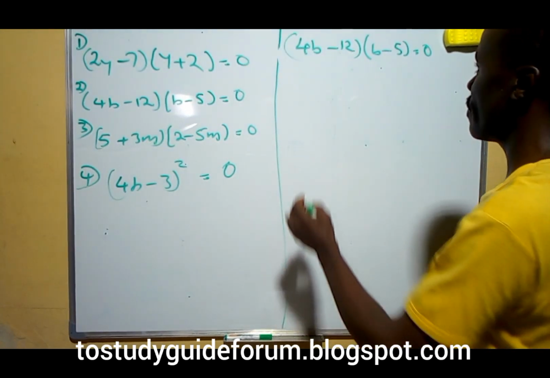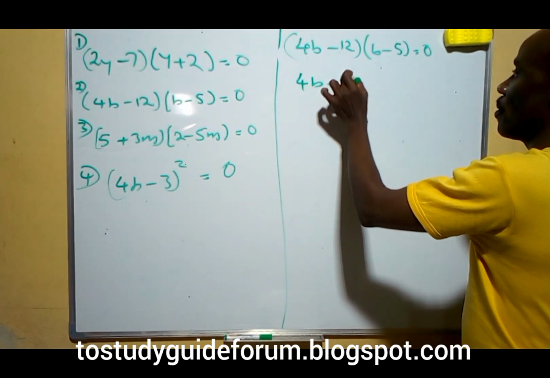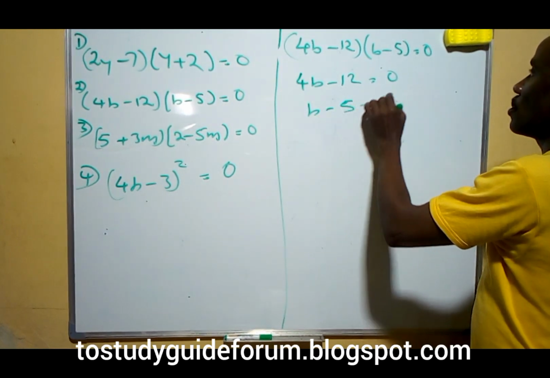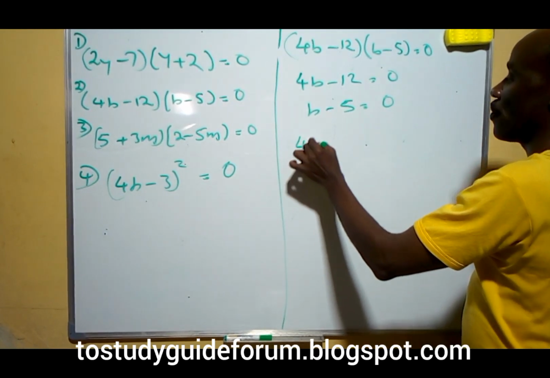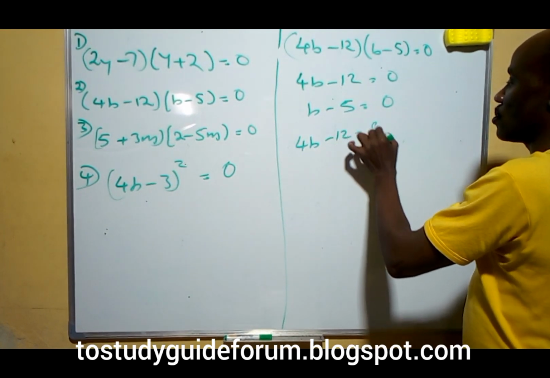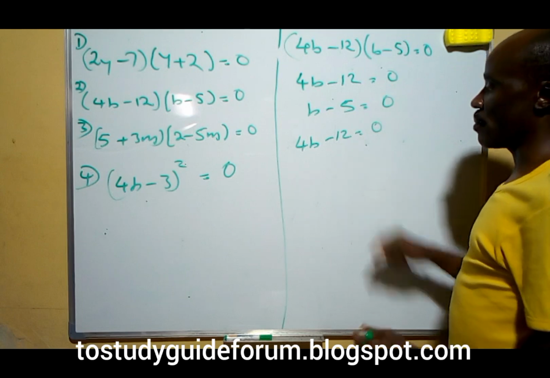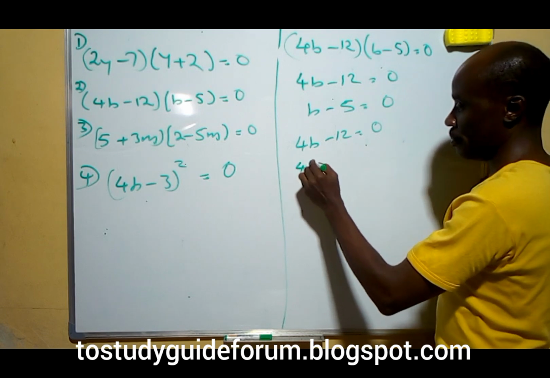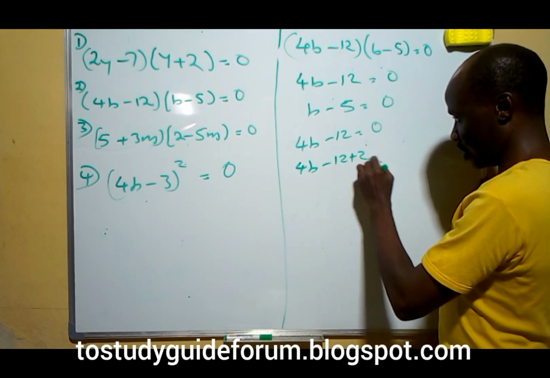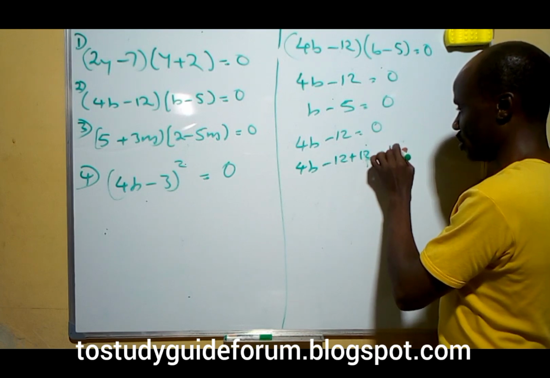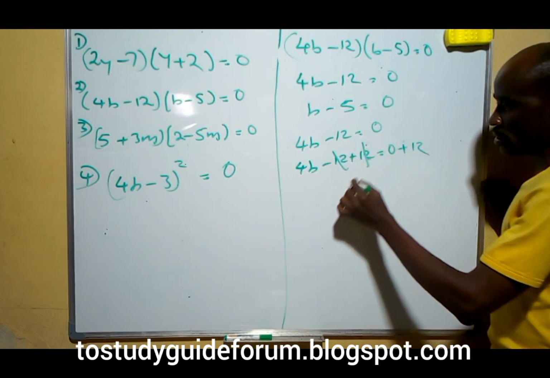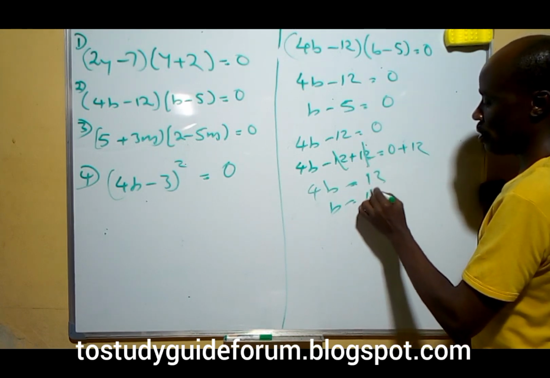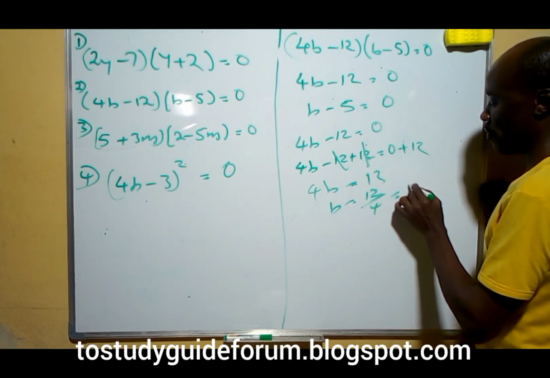So the second one, we have 4b - 12 = 0, b - 5 = 0. So for this 4b - 12 = 0, to remove this from here, all you do is to add 12 to both sides, plus 12. This one will cancel out. We have 4b equal to 12. Then b will be 12 over 4. That will give us 3.